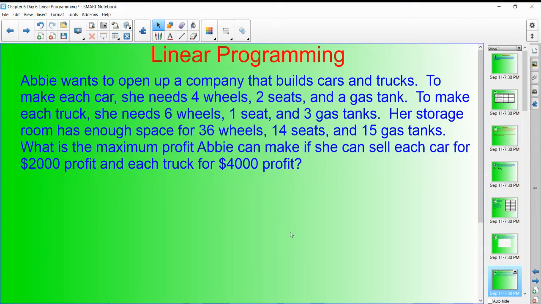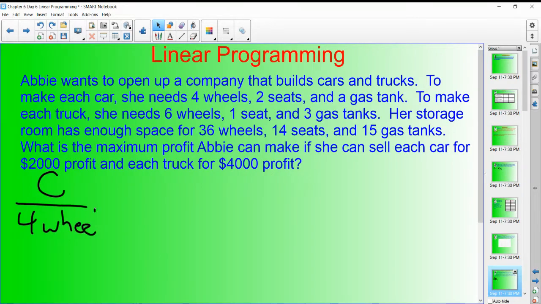So we're going to look at a giant problem. It's going to take multiple steps. Feel free to pause the video anytime you need to write down more information. Okay, so our friend Abby, she wants to open up a company that builds cars and trucks. To make each car, she needs 4 wheels, 2 seats, and a gas tank. So it may help you to write down, okay, car, we need not 2 wheels, we need 4 wheels.